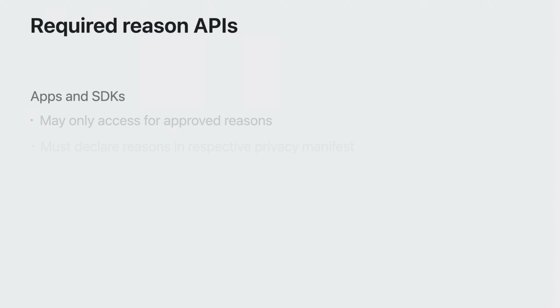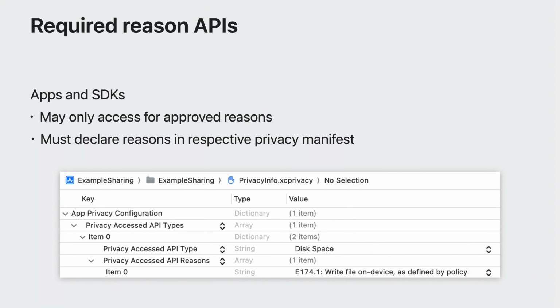The total number of required reason APIs is small, but it is likely that you use one or more of them. If you have a use case for an API category that is not already covered by an approved reason, and the use case directly benefits the user, the documentation will link to a feedback form where you can let us know. To protect users from possible fingerprinting, apps and SDKs are allowed to access the required reason APIs only for the approved reasons. Data returned from these APIs may not be used for other purposes.